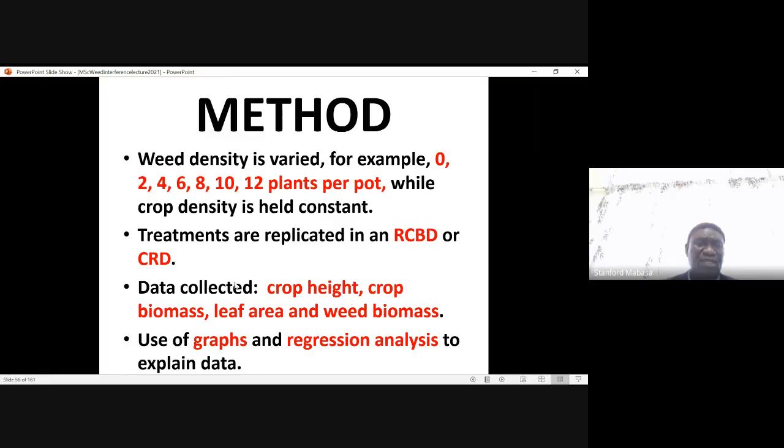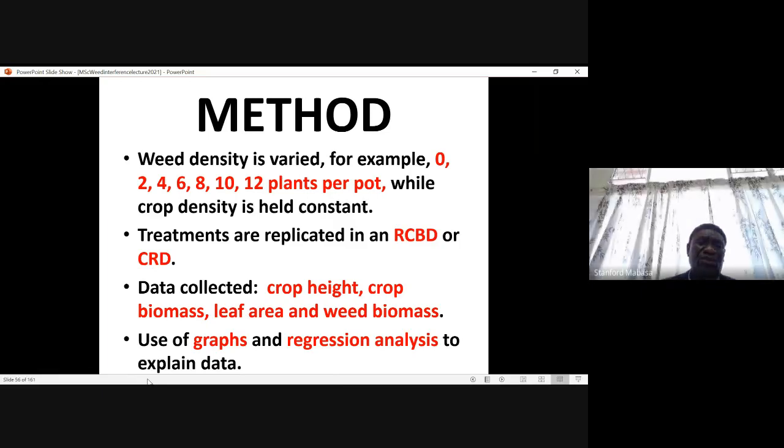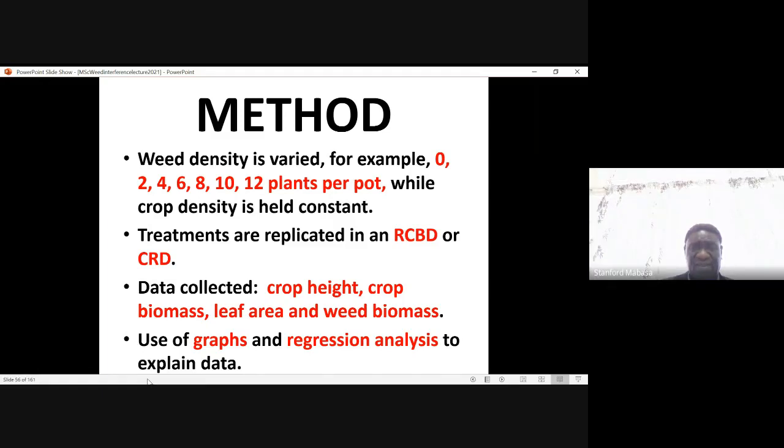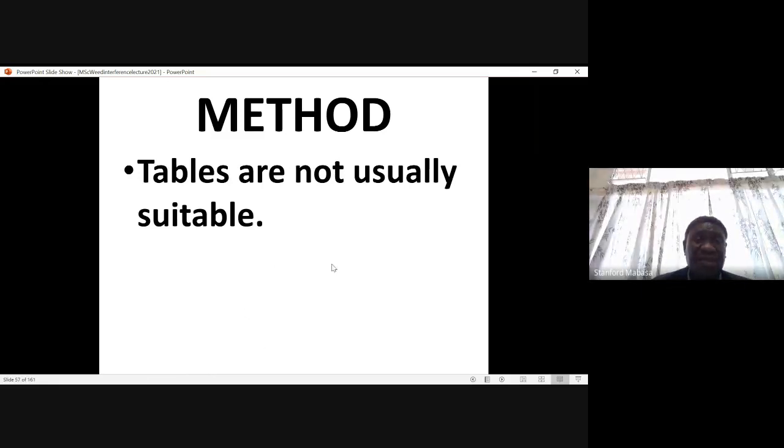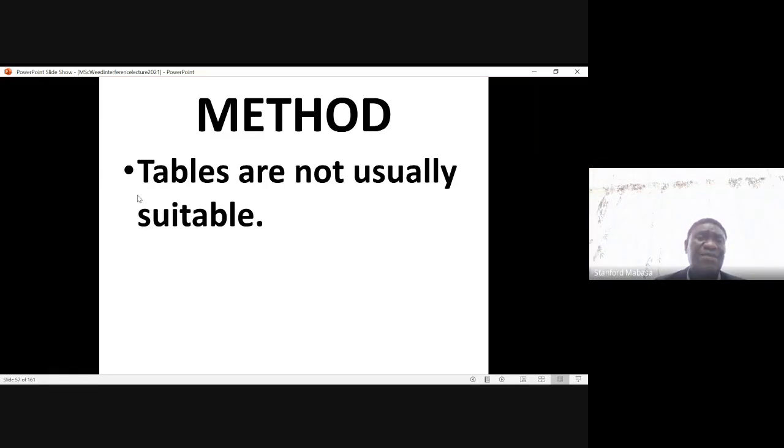Now, once you have got this data, you use graphs and probably regression analysis so that you can get to your yield loss. Now, you may find that some researchers have used tables in these kinds of studies. Sometimes tables are not very useful.